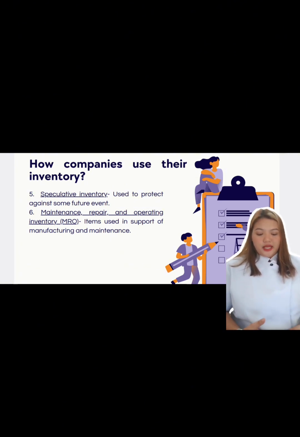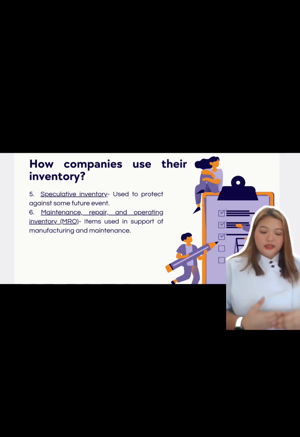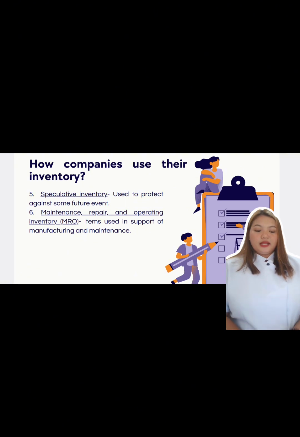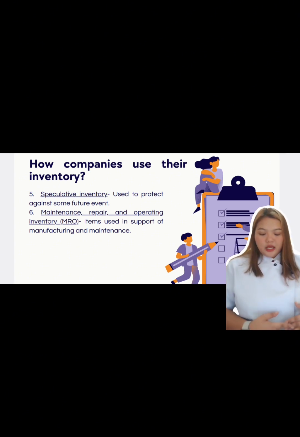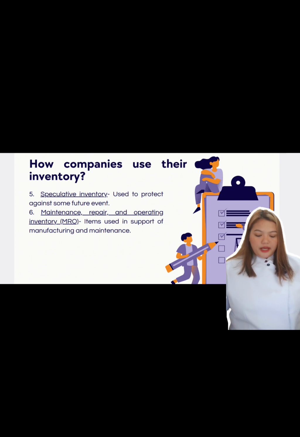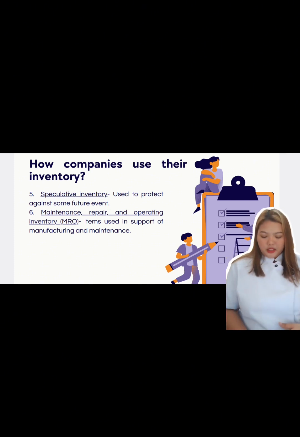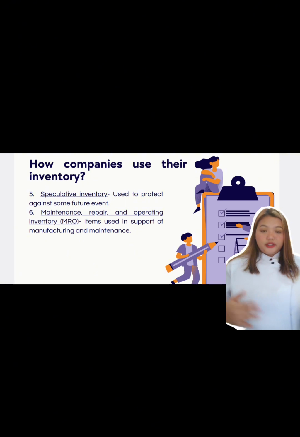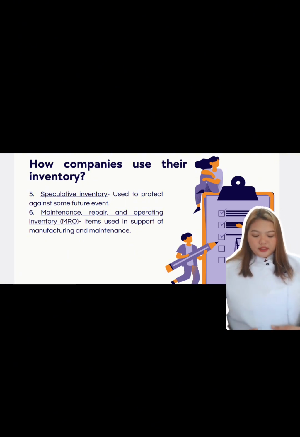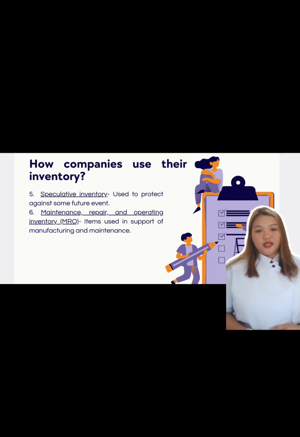Number 5 is speculative inventory. So, used to protect against some future event. So, yung speculative inventory naman refers to the stock without a specific customer order or immediate demand. And lastly, the maintenance, repair, and operating inventory or the MRO, items used in support of manufacturing and maintenance. So, yung MRO naman ay consist of items and materials that are essential for day-to-day operations of a business, particularly in maintenance, repair, and operating inventory.